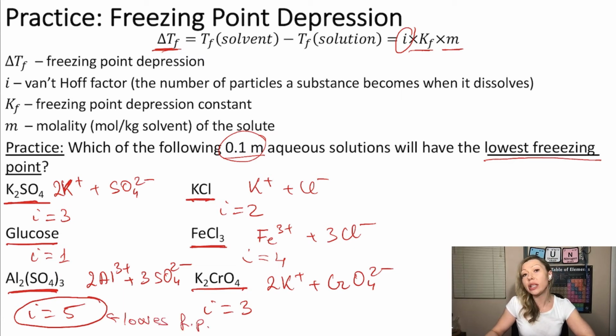Which solution will give us the highest freezing point? Glucose, right? So this doesn't mean that we are going to have a freezing point which is as high as the freezing point of water itself. It's still going to be lowered, but it's going to be higher compared to all the other solutions listed here. So this is going to give us the highest freezing point.